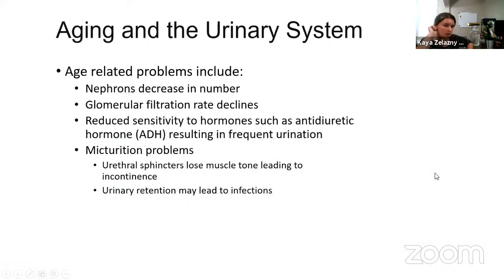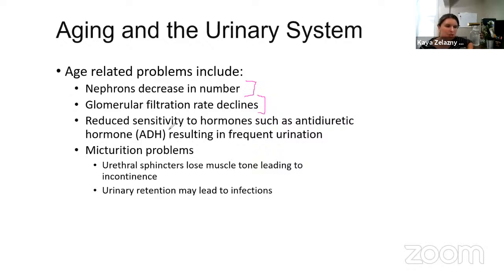Okay. So some of the age-related problems we're going to see in the urinary system are going to affect the nephron itself. We looked a little at its anatomy, but as I said, we're going to talk a lot about the nephron. So affecting the nephron, we can see that nephrons are going to decrease in number. The glomerular filtration rate will decline, and we'll talk about what that is. But in simple terms, it's basically how much of your plasma is getting filtered through the kidney per minute.